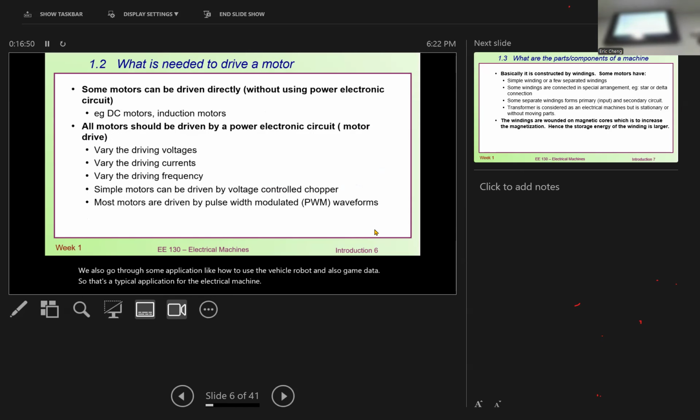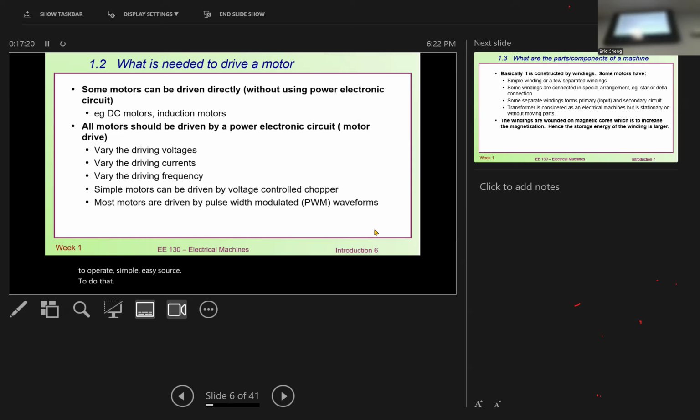Then you can see that some motors you can naturally connect with a power source, then the motor can operate, like the DC motor. You can see why the DC motor has been used for the last 50, 100 years, because naturally you can just apply pure DC to the DC motor, then it can operate. So that's why many people still like to use DC motor, with a simple DC source.